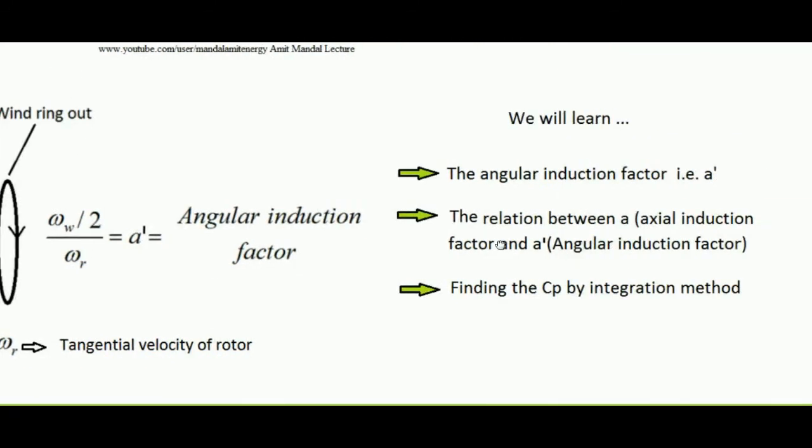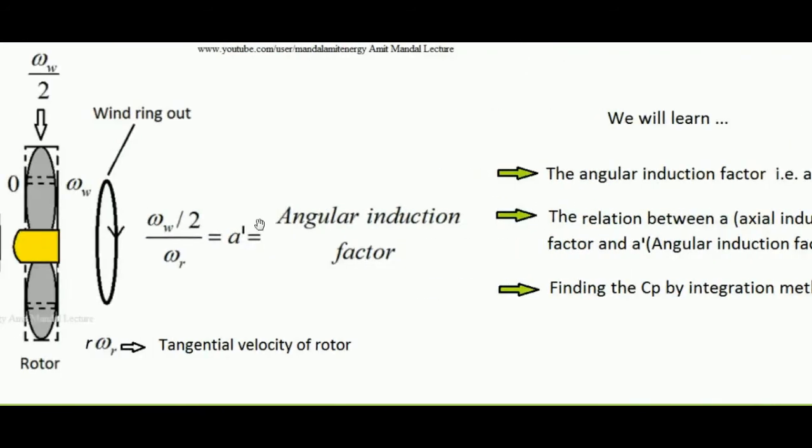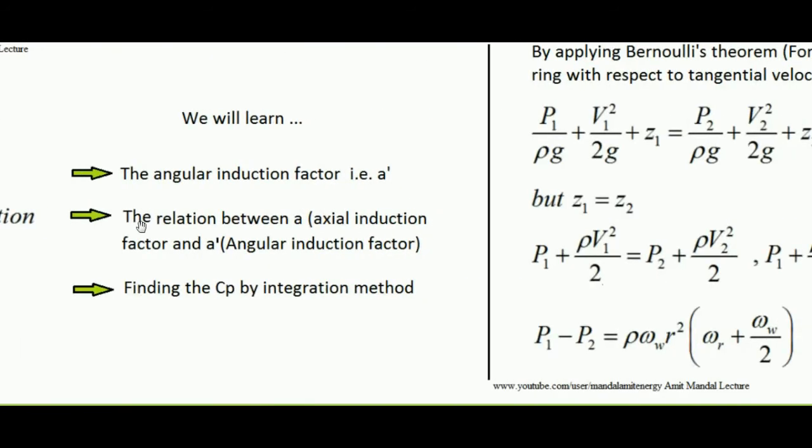Now what are we going to learn? First, what the angular induction factor, a dash, is; we have already learned the definition. Second, the relation between the axial induction factor a, which we discussed in my previous lecture on momentum theory without considering the wake, and the angular induction factor a dash. And then we will find Cp, called the power coefficient or efficiency of the turbine, by the integration method.